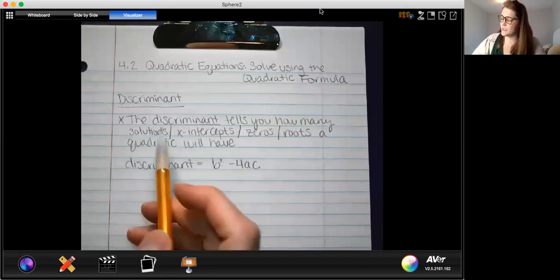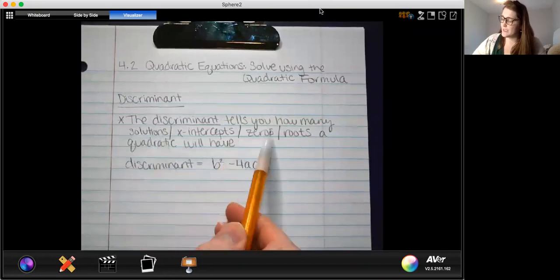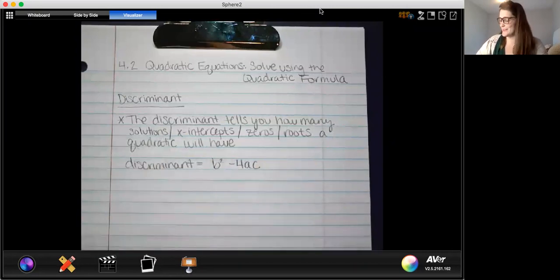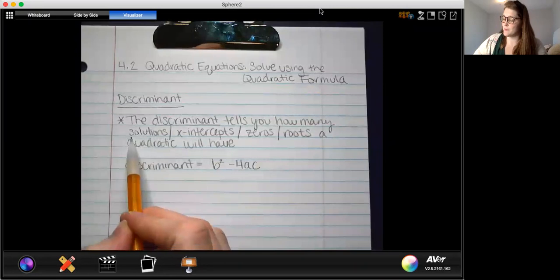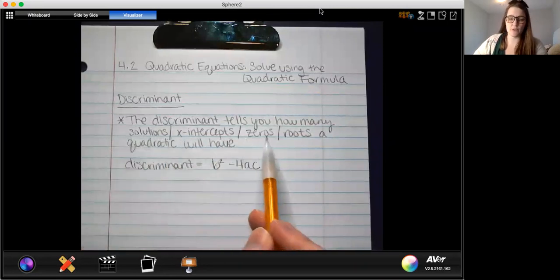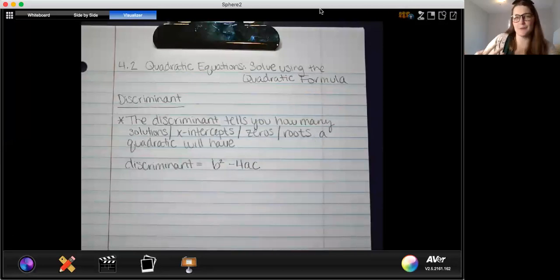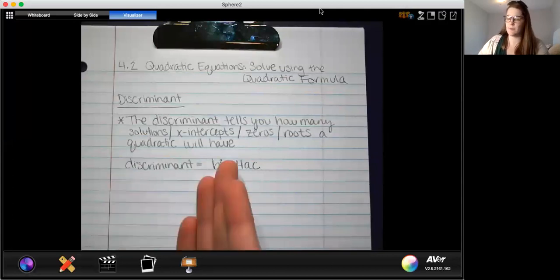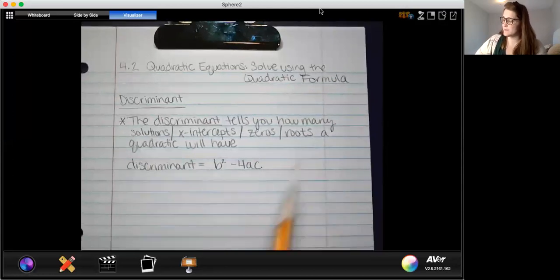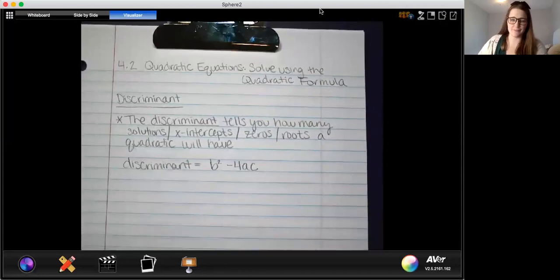So the discriminant is going to tell you how many, and there's different words here because there's lots of different ways to describe what this is. Some people refer to them as solutions, some people refer to them as x-intercepts, zeros, or roots. And when I say people, I really mean questions. There's so many different ways questions will ask, like what are the x-intercepts? What are the zeros? What are the roots? So these are all the different words that a quadratic will have.